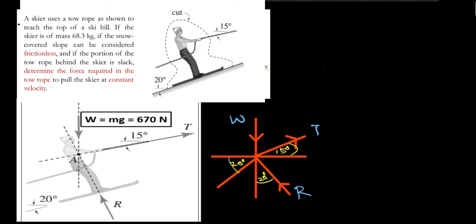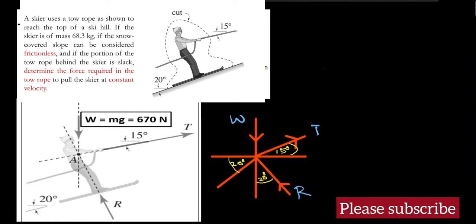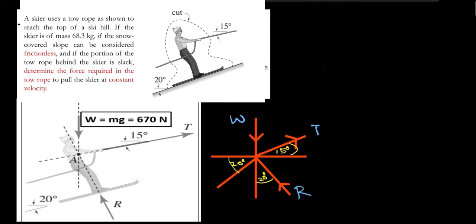So in this video, I'm going to solve the question I have on the screen, which says that a skier uses a tow rope as shown to reach the top of a ski hill. If the skier is of mass 68.3 kg, if the snow-covered slope can be considered frictionless, and if the portion of the tow rope behind the skier is slack, determine the force required in the tow rope to pull the skier at constant velocity.